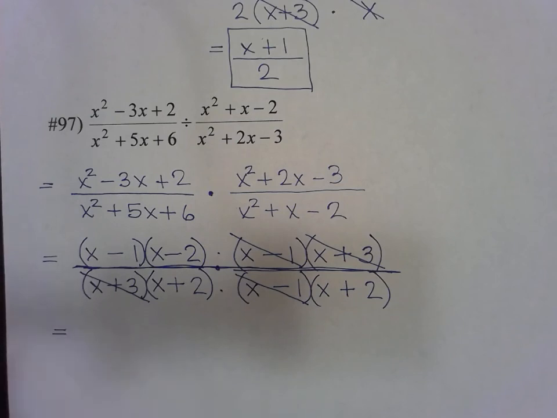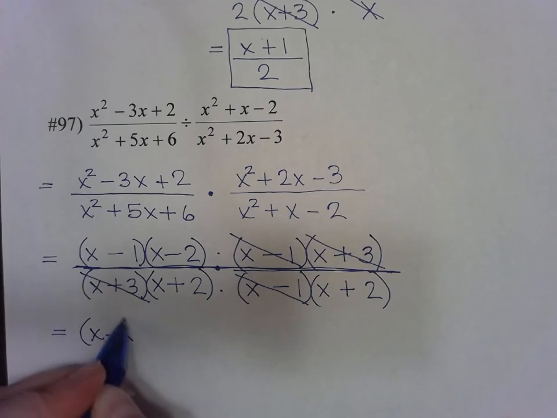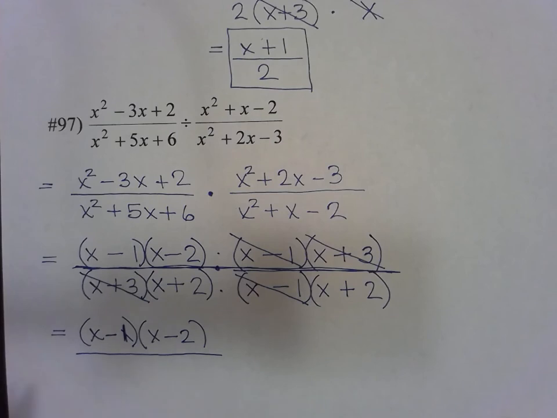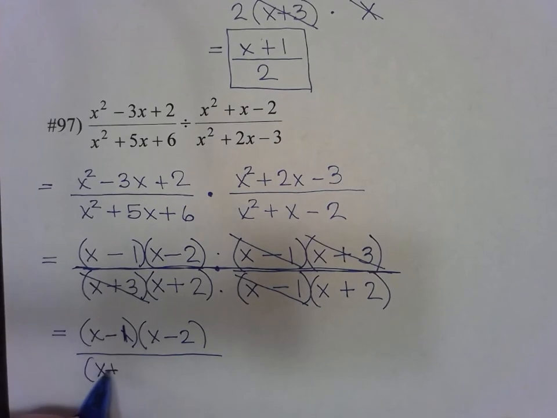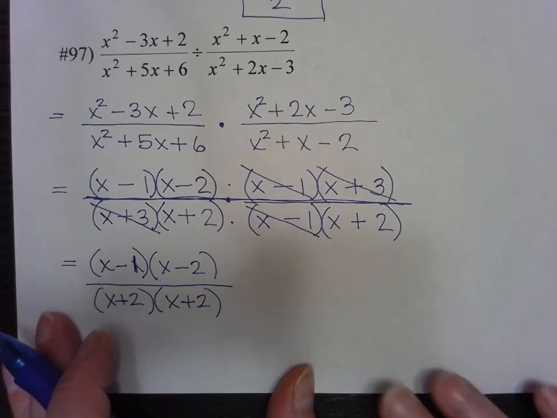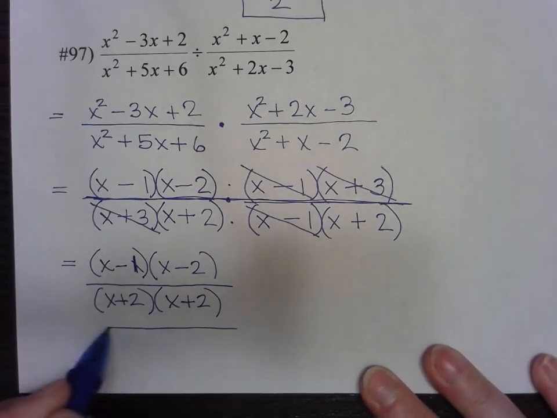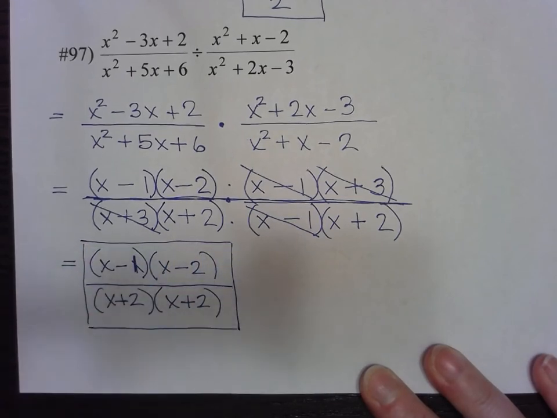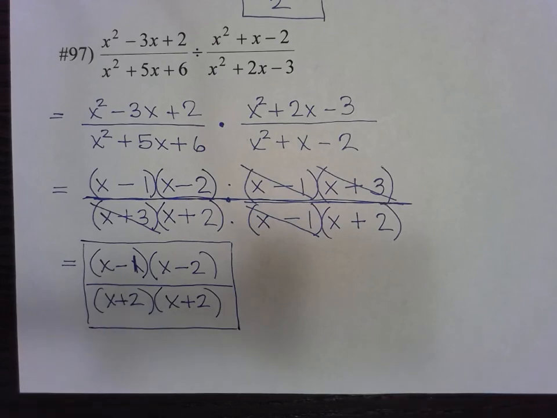All right, so that's all we can do. So our final answer, x minus 1 times x minus 2 over x plus 2 times x plus 2. If you want to write this as x plus 2 squared, you could definitely do that. That's optional, right? If not, this is fine. Again, I'm not FOILing these out, right? I'm just leaving it factored as my final answer.